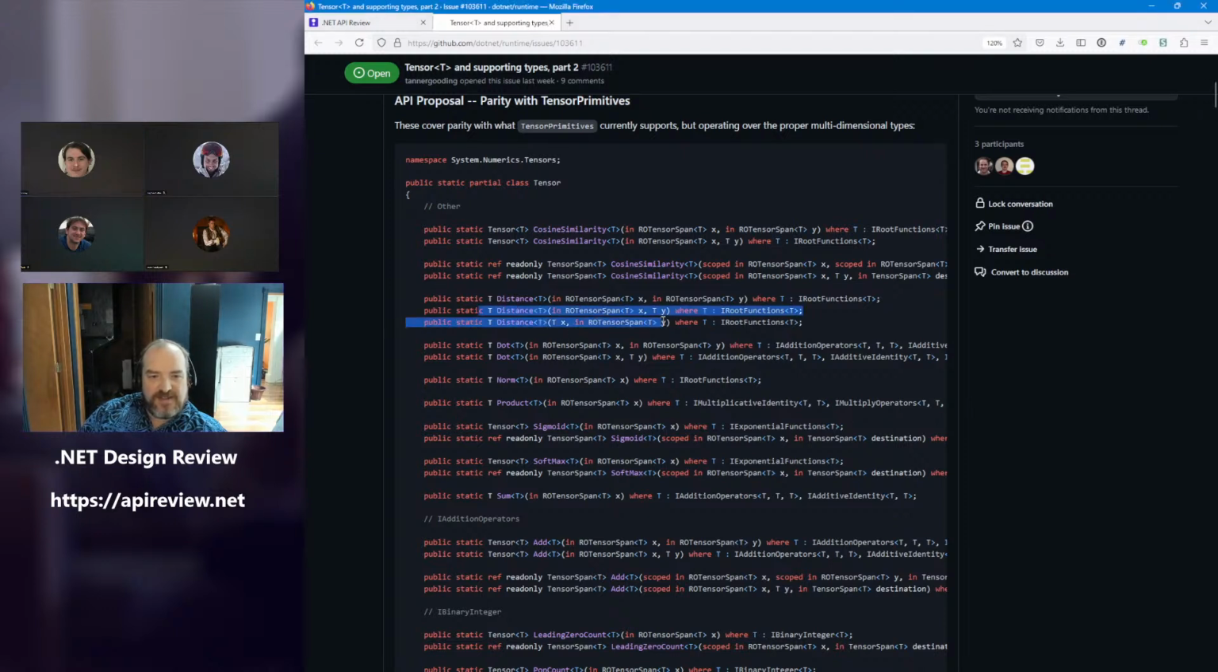Amusingly, it looks like distance is reflexive. Right, because if x is larger than y, it will be positive. Otherwise, it will be negative. Gotcha.